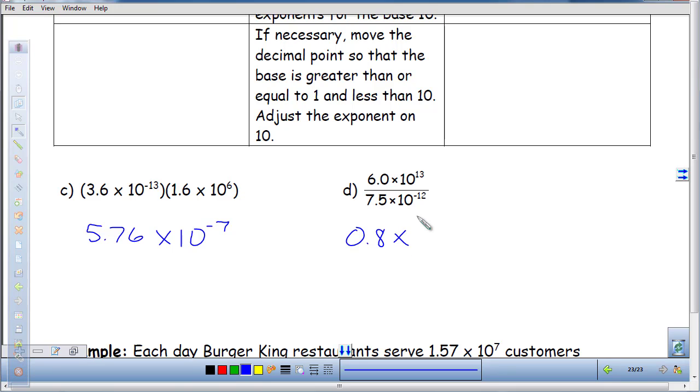We're going to subtract the exponents on the 10. We get 10 to the 25th. Very good. Okay, I need this decimal point to move 1 to the right, so we get 8. Wait, wait, wait. I'm going to write it as 8. Okay, then to get back here, I need it to move which way? To the left. So we get to the 24th. Okay, 8.0 times 10 to the 24.